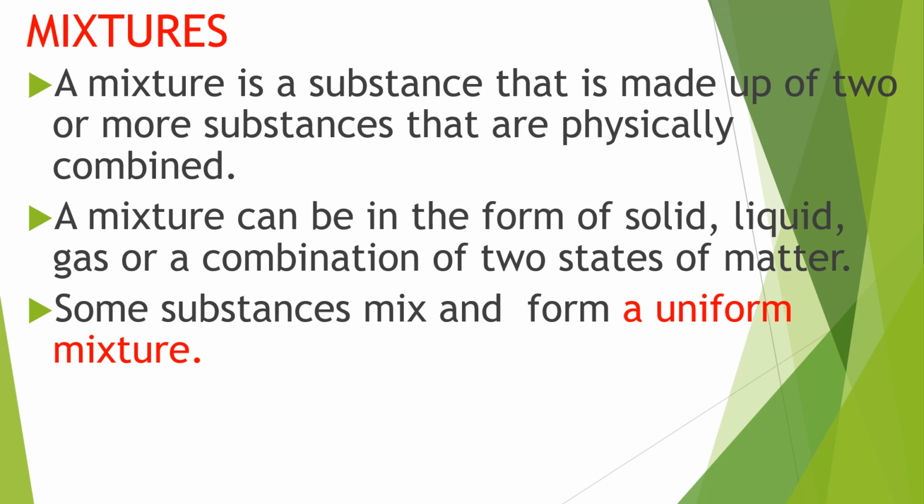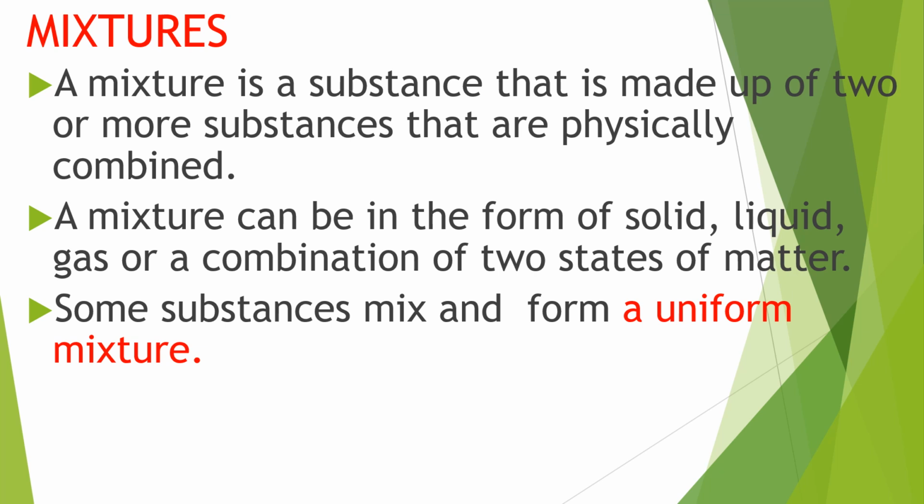What do I mean? We can have a mixture which is made up of two solids. That is a solid and a solid mixture. We can have a mixture that is made up of two liquids. That is a liquid and a liquid mixture. We can have a mixture that is made up of two gases, a gas and a gas mixture. When I talk about a solid and a solid mixture, what do I mean? Two solids, iron filings and sulfur. Those two are solids. When we mix them together, that is a solid-solid mixture. We can have a mixture that is made up of two liquids, water and kerosene, water and milk.